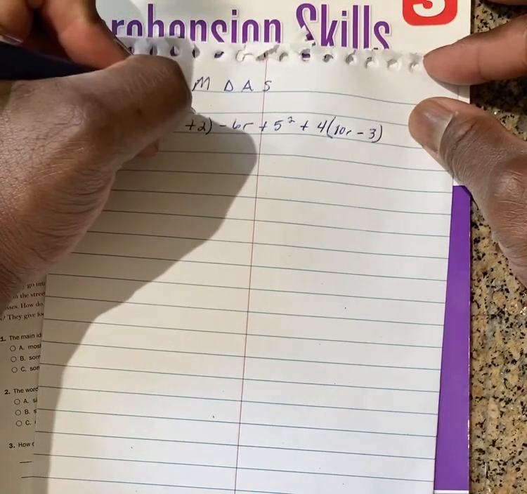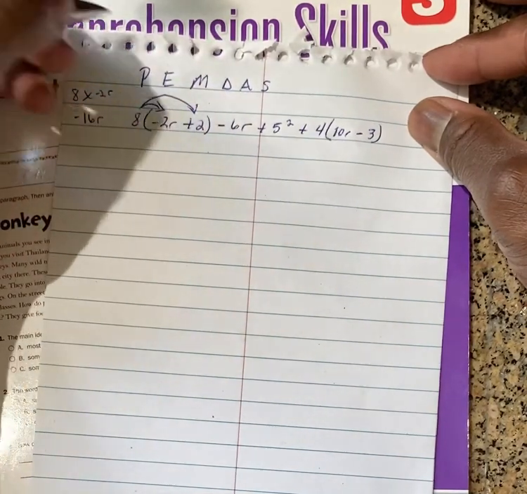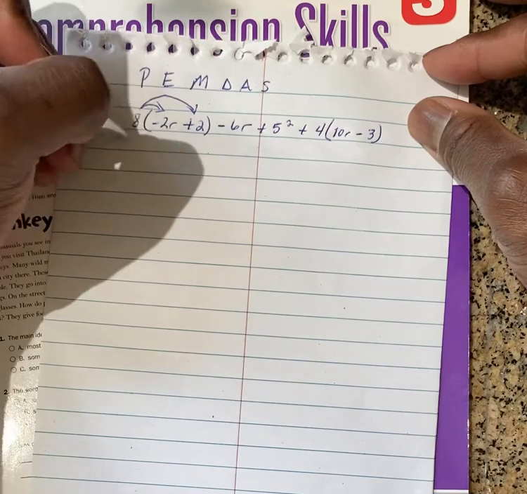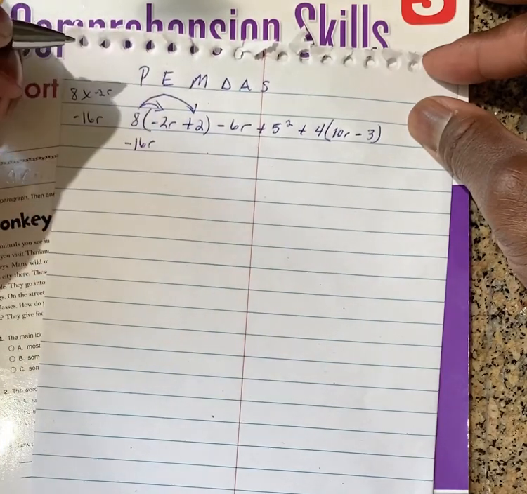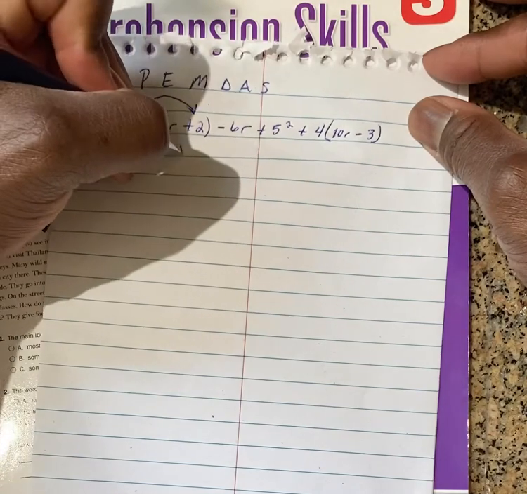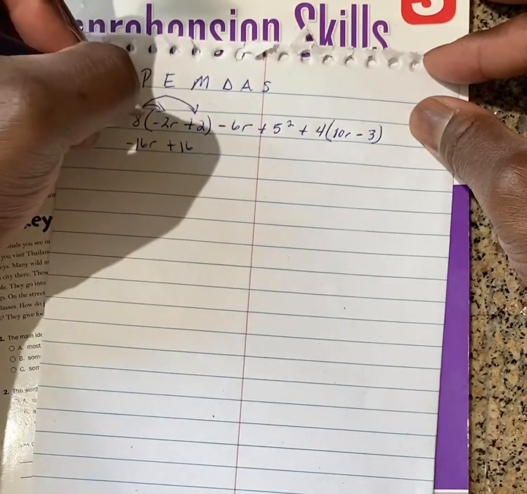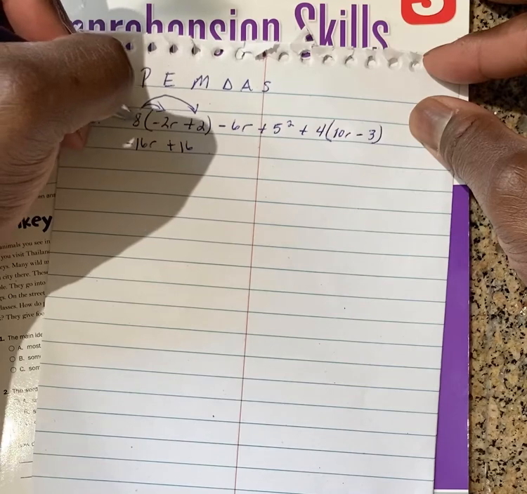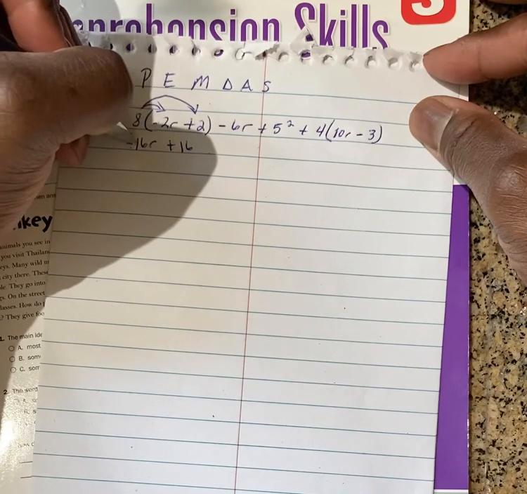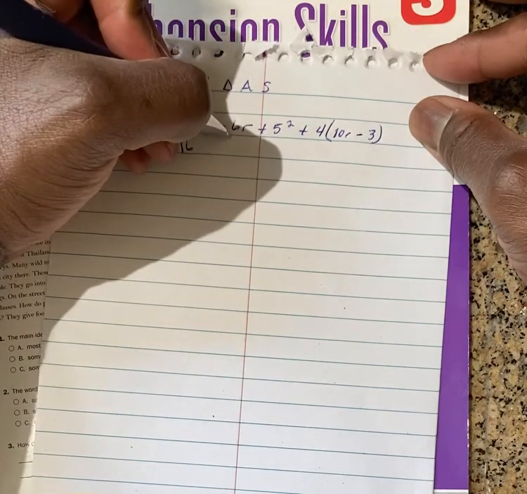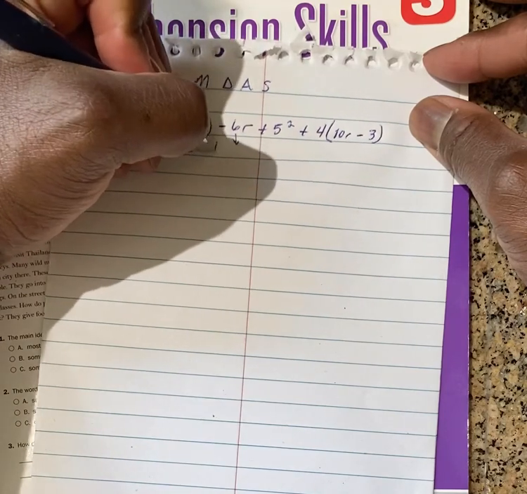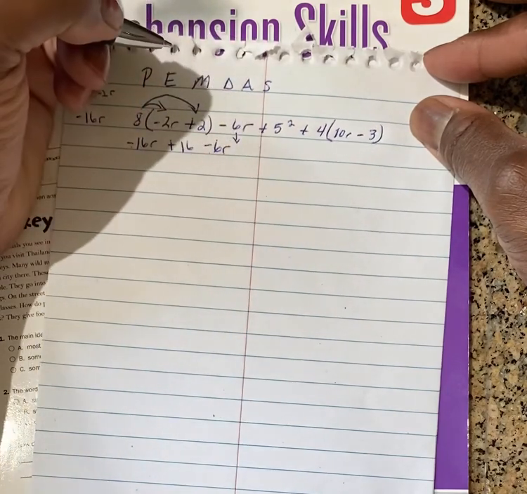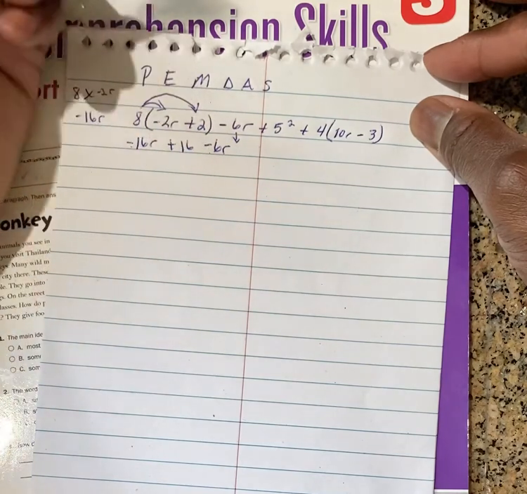Then you're going to multiply the 8 by the 2 as well. So 8 times a negative 2r gives you negative 16r, plus 16, because 8 times 2 is 16. Bring this down. So you're going to rewrite negative 6r.